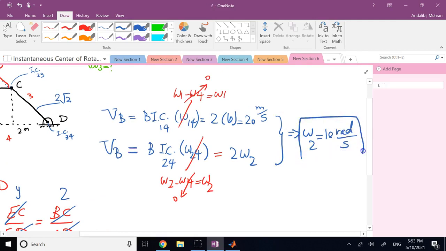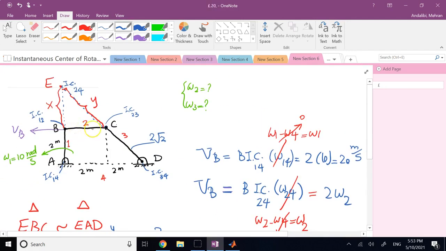So that's one of your omegas. Omega of this member, BC, is 10. Now, which direction is it? Clockwise or counterclockwise? Consider that B is rotating about this pivot point, hypothetical, okay? It's not an actual pivot point, it's just a hypothetical pivot point. B is rotating about that with omega 2. And V of B is to the left.